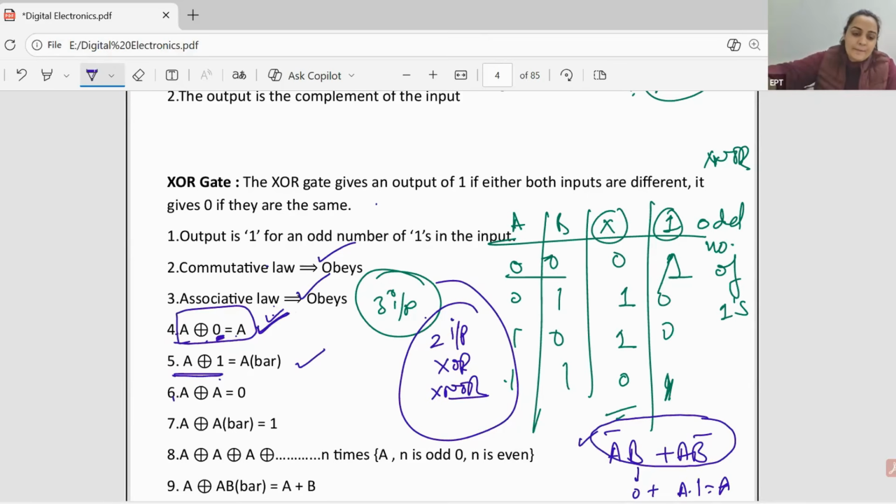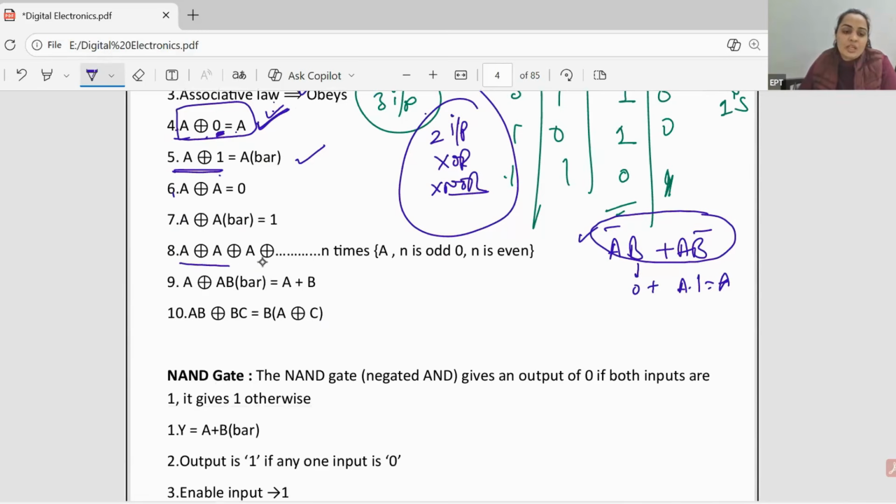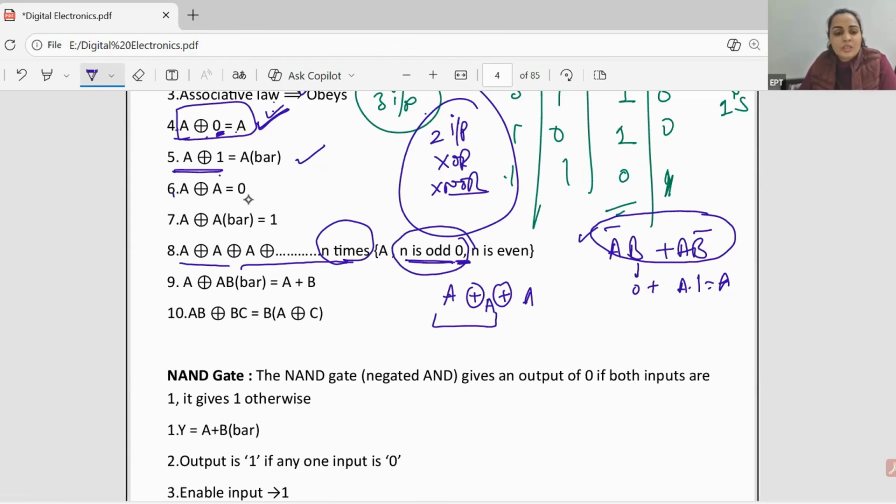Here you can see a XOR a XOR a, XOR n number of times, right? So if the value of n is odd, suppose n is 3, then a XOR a is going to be 0, and 0 XOR a is going to be a. So if n is an odd number, the answer will be a, sorry. And if the value of n is even, then the output is going to be 0. Like this you can find out the answer.